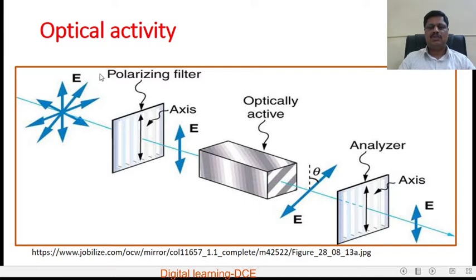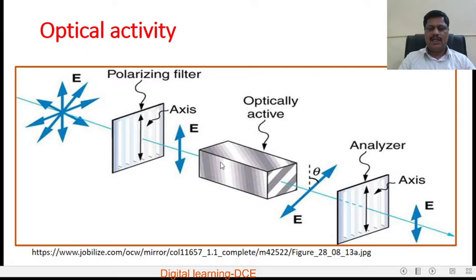So this figure shows the optical activity phenomena. Here, this is the ordinary light representation. This diagram shows the representation of ordinary light which vibrates in all directions. It is also called unpolarized light. When unpolarized light is passed through a polarizer, it converts unpolarized light into plane polarized light. That means plane polarized light having vibrations in only one direction or only one plane.